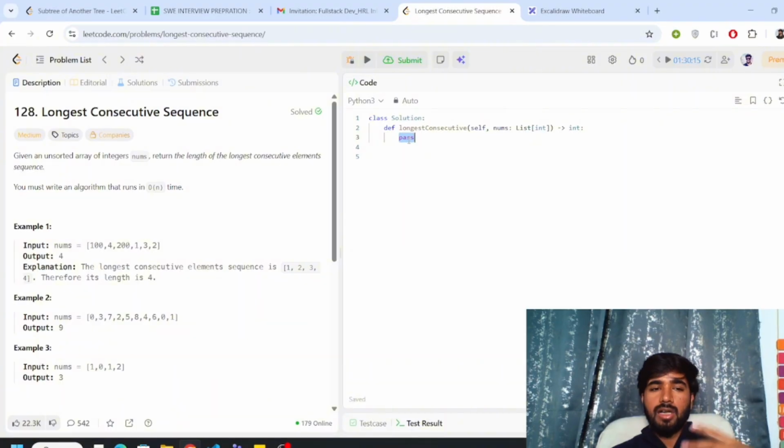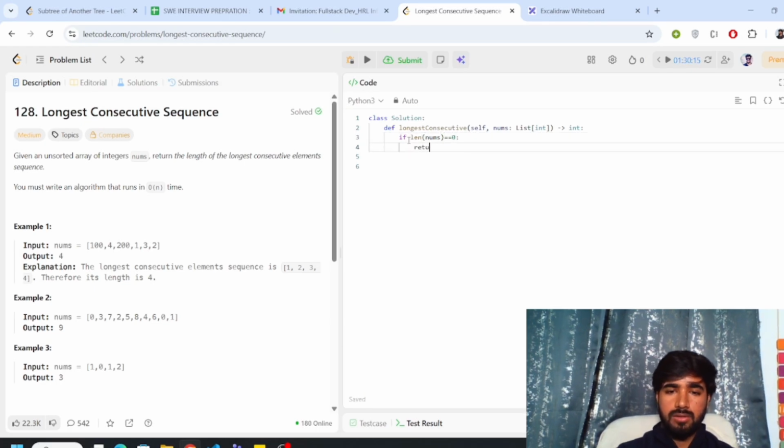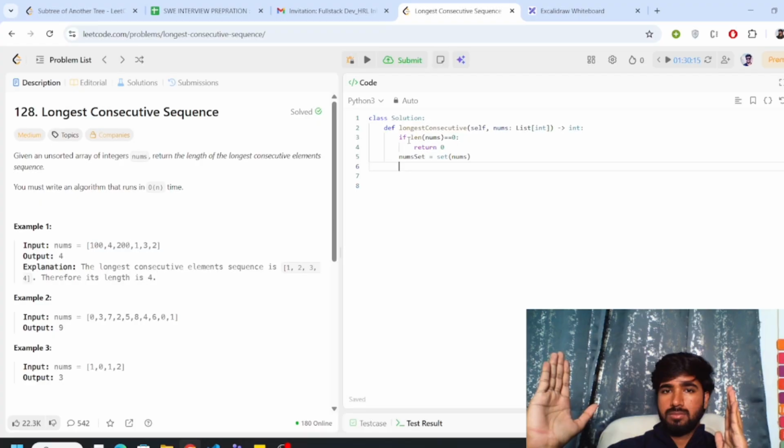Okay. So let's start from the beginning. Let's just assume the length of nums is 0. So in this case, you just return 0, nothing. Okay. First, nums set, which is the set of nums. The reason we are using a set instead of a hash map, we can do hash map also, it doesn't matter. The reason is very simple. What if there are multiple ones?